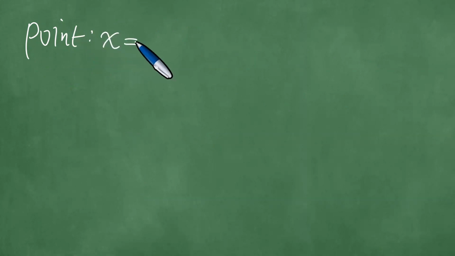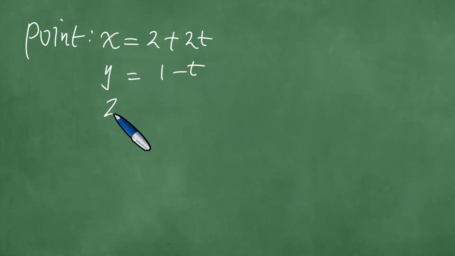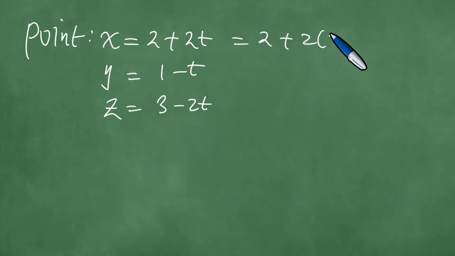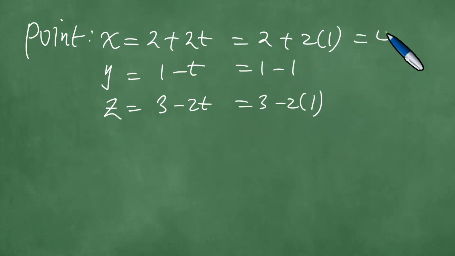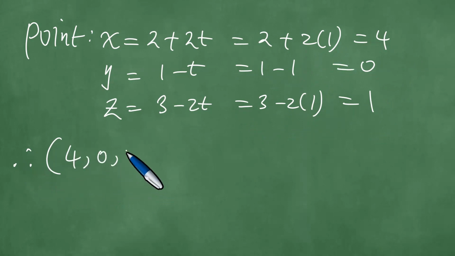And the point. Right, so the point is given by x, which is 2 plus 2t, y is 1 minus t, z is 3 minus 2t, which is 2 plus 2 times 1, 1 minus 1, 3 minus 2 times 1: 4, 0, 1. And therefore the point is (4, 0, 1).